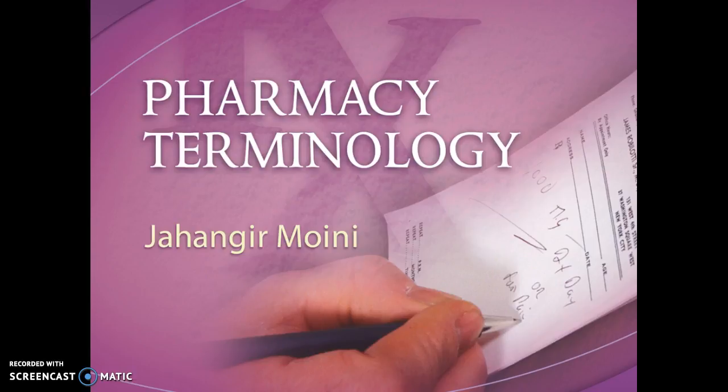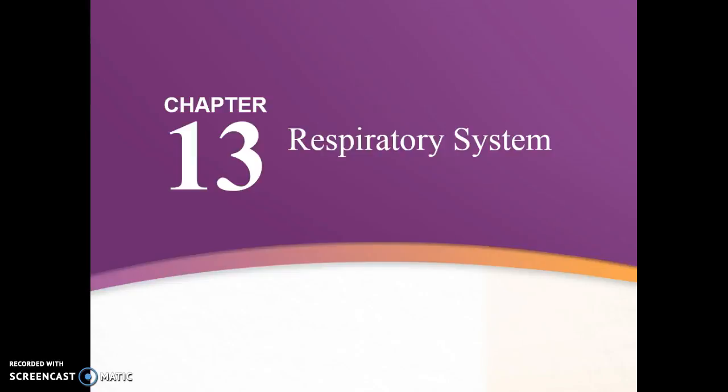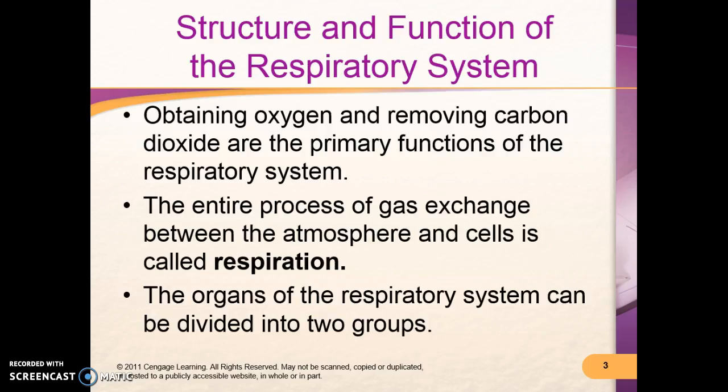This week we're going to be covering 2 chapters. Chapter 13 is all about the respiratory system, and chapter 14 is all about the urinary system. So those are the 2 systems we're going to be looking at. The first system, the respiratory system, contains all of the organs that are involved with respiration. So that exchange between oxygen and carbon dioxide that happens within our body.